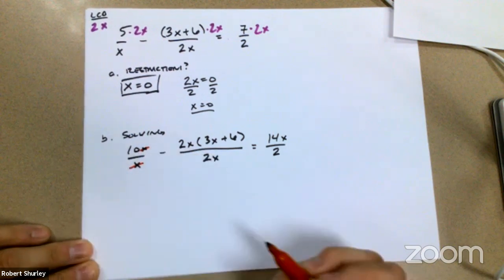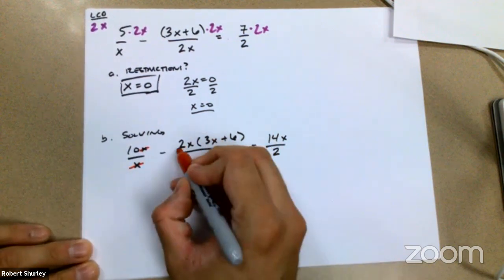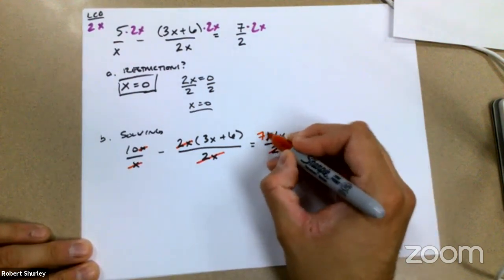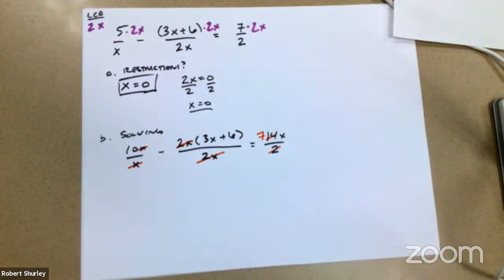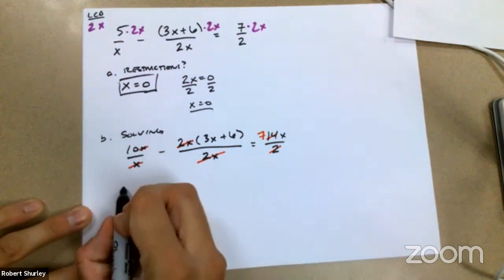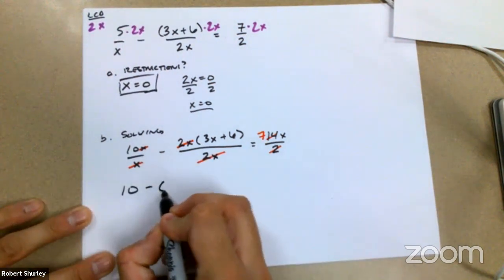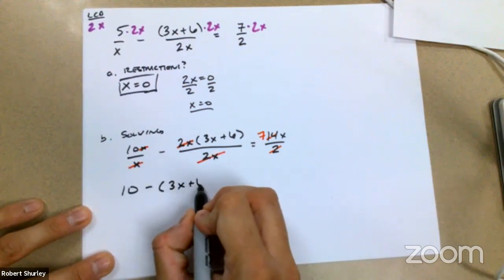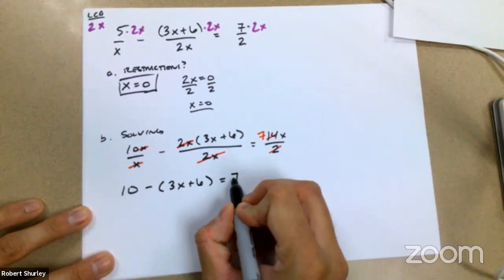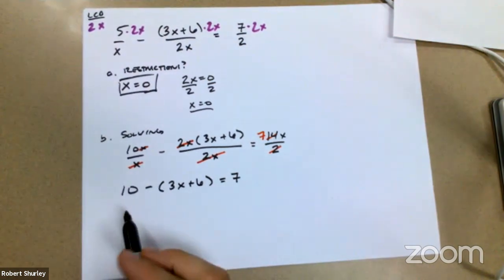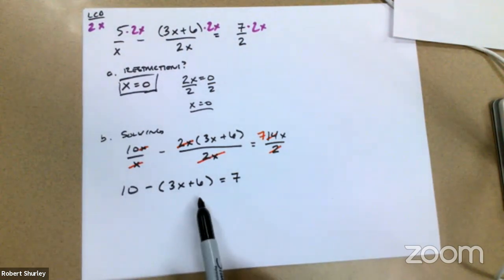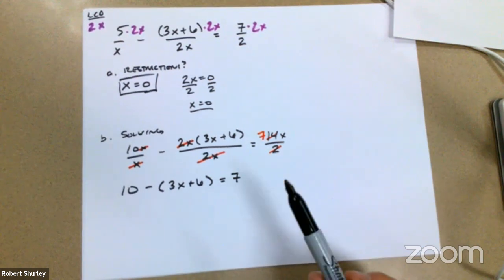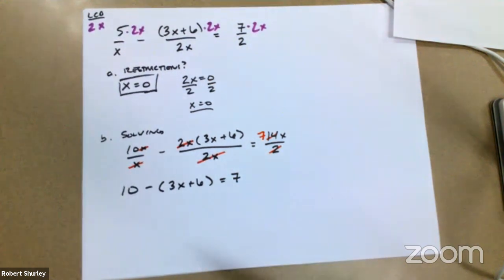So I'm going to slash out the x's there. This entire 2x goes away, right? And now this 2 and this 14 leave me with 7, right? 14 divided by 2 is 7. So I wind up with 10 minus, I've got that parentheses, be careful, that negative has to distribute into that parentheses, equals 7. So I've got 10 from the first fraction minus 3x plus 6 equals 7. Now everything after this is basic algebra.